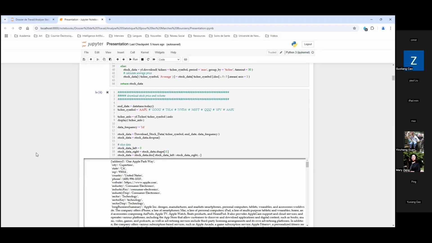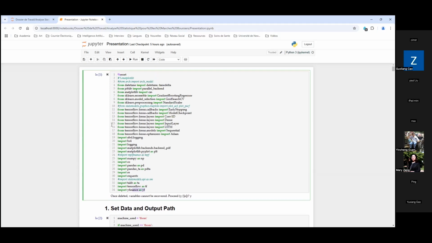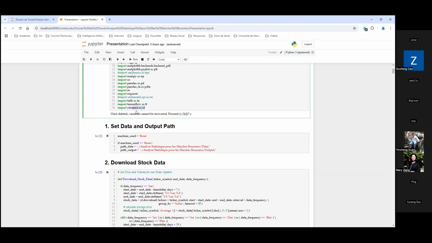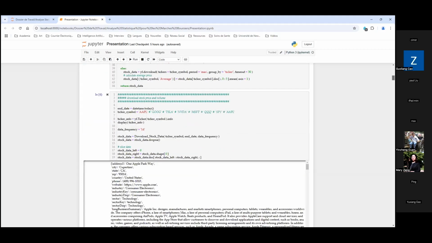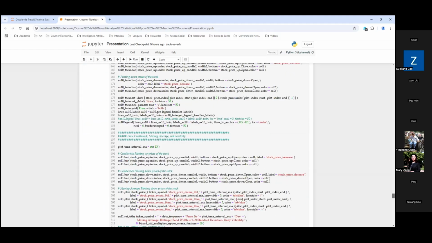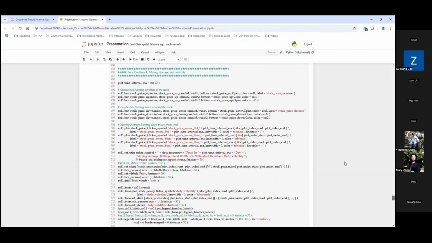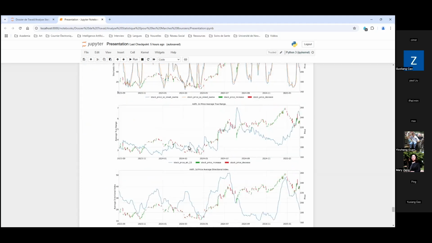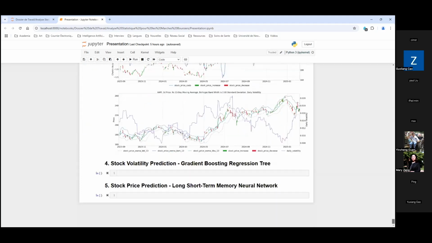So I wrote some functions to download the Yahoo Finance stock price data and use the TA library to calculate some factors I want to use as features for the prediction later. Here you can see the plots that I generated.